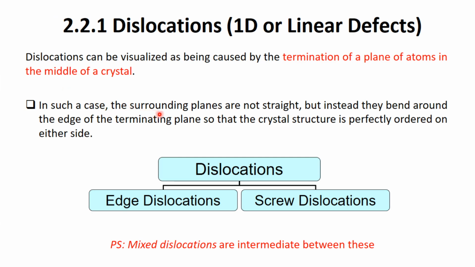In such a case, the surrounding planes are not straight, but instead they bend around the edge of the terminating plane so that the crystal structure is perfectly ordered on either side. Let us visualize this, but before this, dislocations can be classified into edge dislocations and screw dislocations. And please remember, mixed dislocations, intermediate between edge and screw dislocations, can also happen.